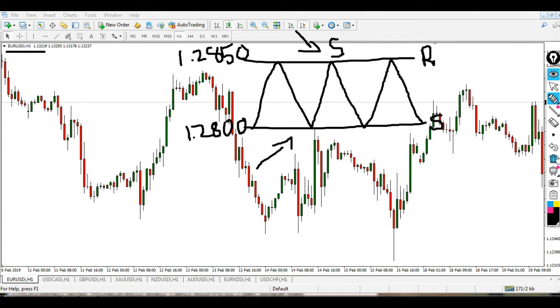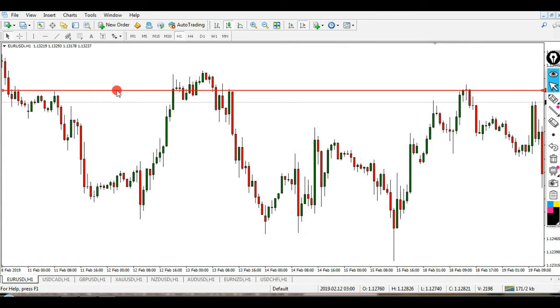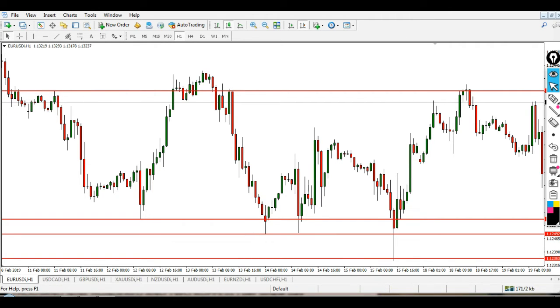Let's draw in the real-time chart, and I'll explain how you need to do it. I'm picking the horizontal line in the toolbar and placing it like this. If you want to move it, just double click and move it. Same thing for support: double click and you can move it like this. You may ask why I'm drawing a support level at this point. Why can't I draw it here, or here? What is the reason?